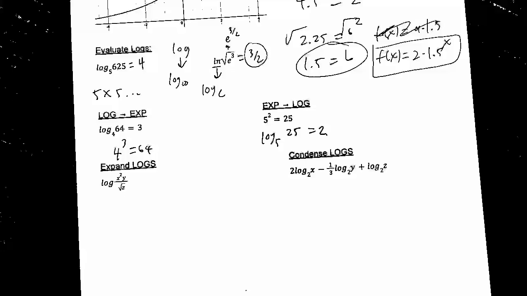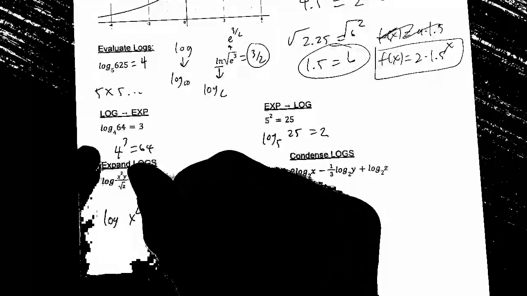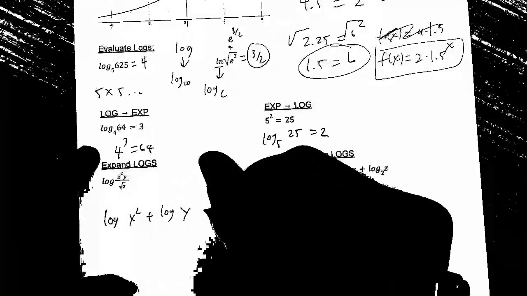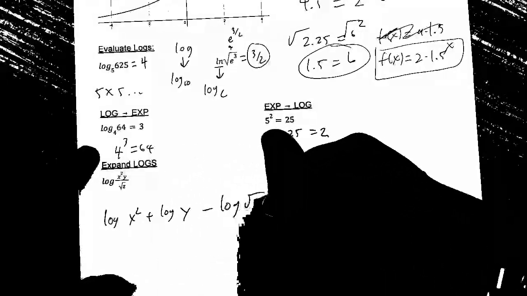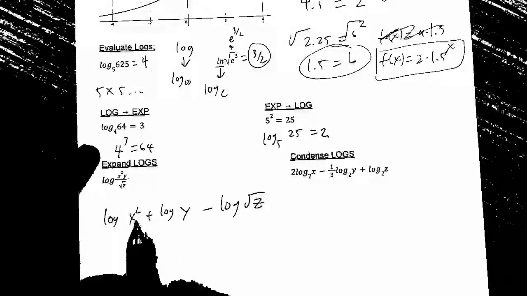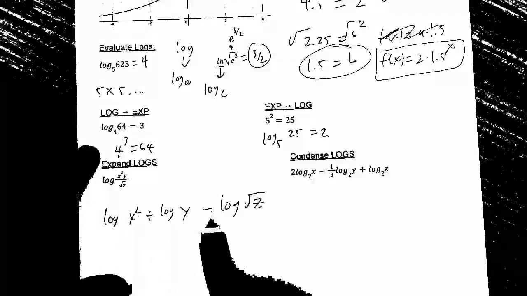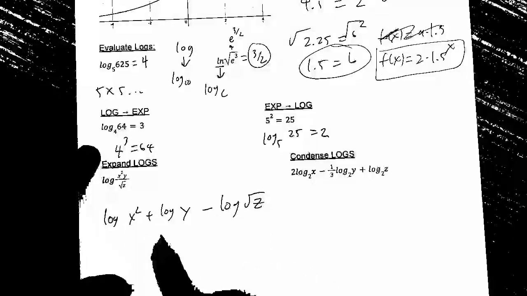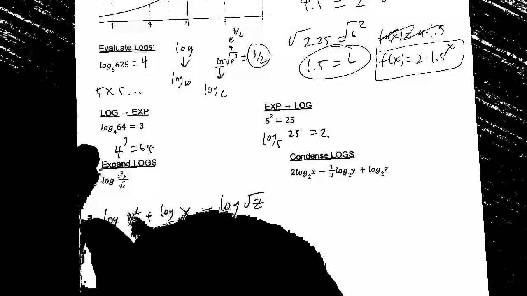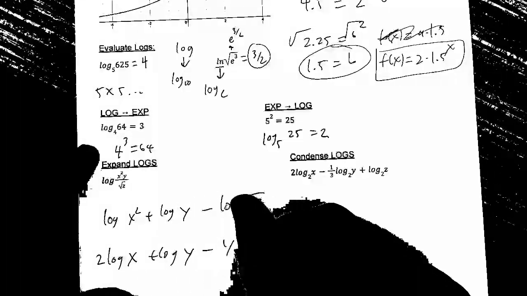Okay, expanding logs. When we multiply, we add. So this is the equivalent of log x squared plus log y minus log root z. So when we multiply inside a log, we can rewrite that as addition. When we divide, we can rewrite that as subtraction. When you have powers on a term inside a log, you can put that outside the log. So log 2x plus log y minus 1/2 log z.